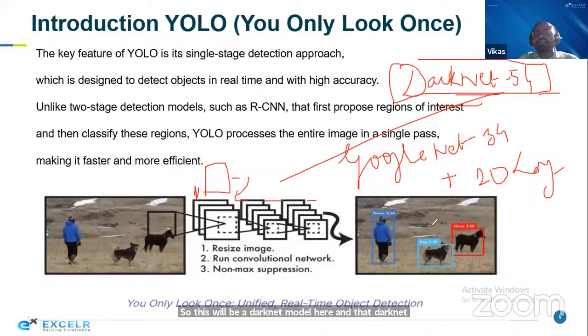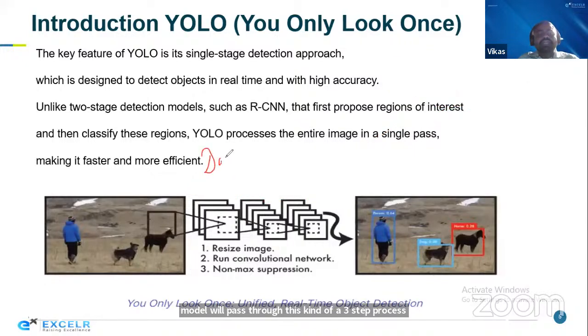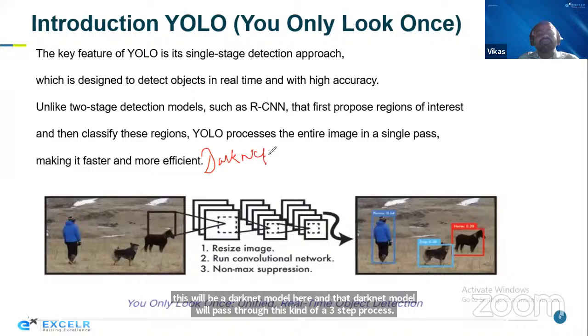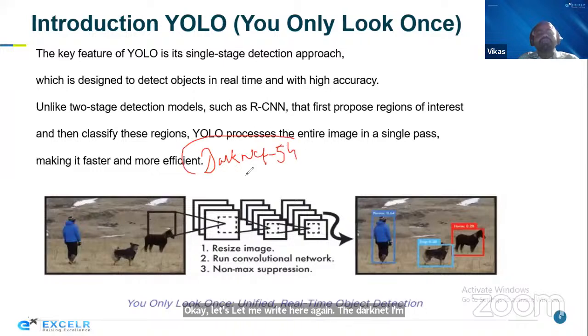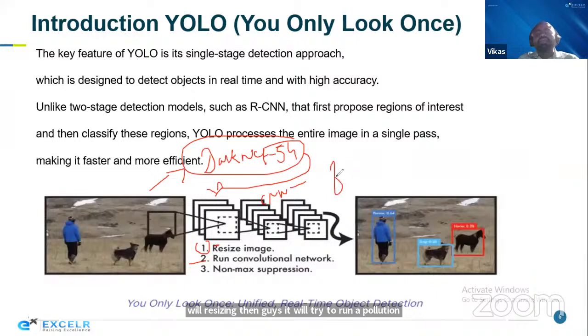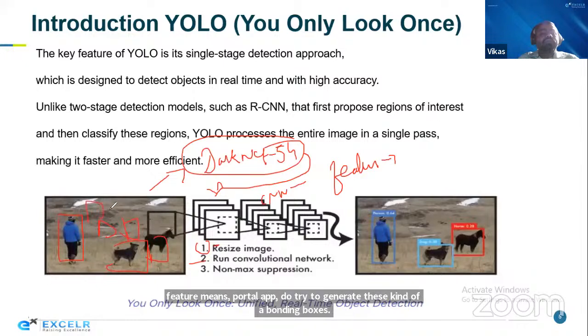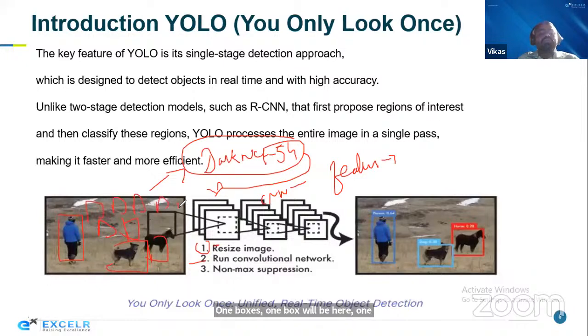That Darknet model will pass to a three-step process. Let's try to understand. Let me write here. Darknet 54 will have 54 convolution layers. The image first goes to Darknet, and from Darknet it comes here. Operation number one is resizing. Then it runs a convolutional neural network, which extracts the features. Once we extract the features, it generates bounding boxes. One box here, one box here, one box here. Let's imagine it has created 50 boxes.